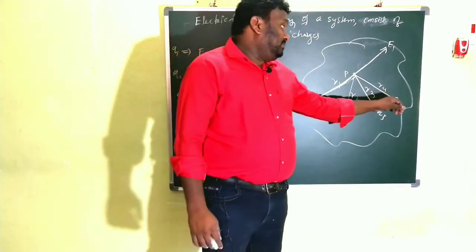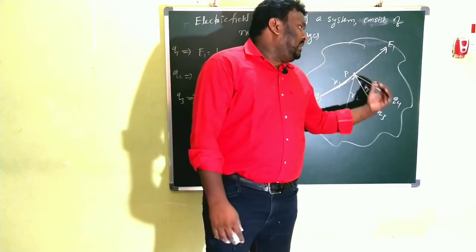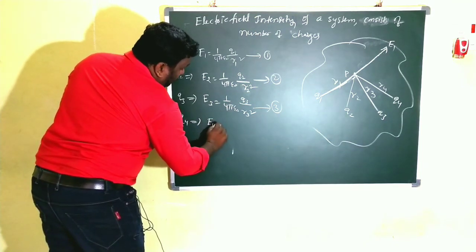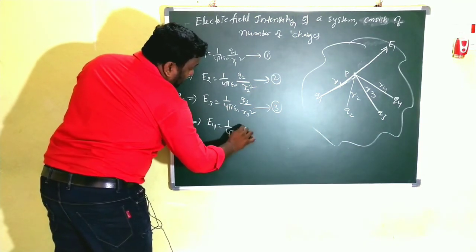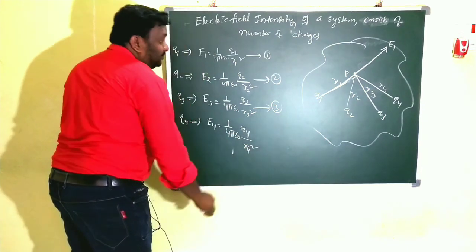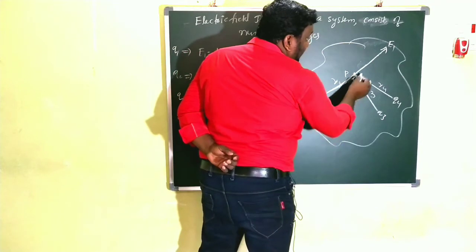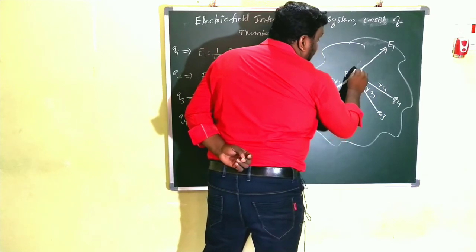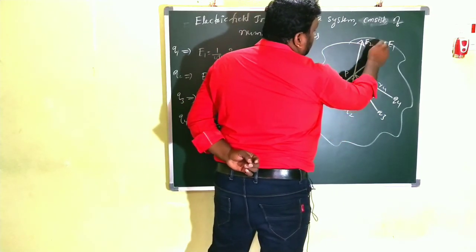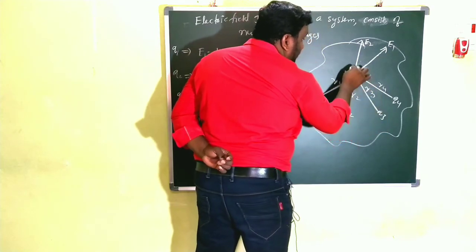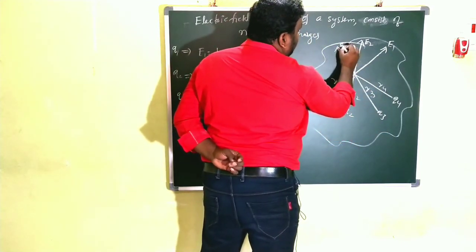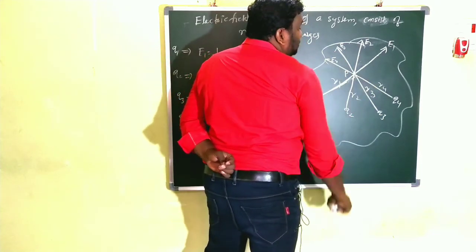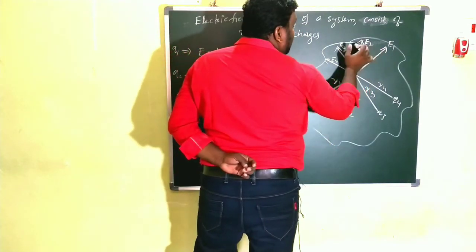Clear? And now the same thing, the electric field intensity at this point P because of Q4. What do you write? E4 is equal to 1 by 4 pi epsilon naught Q4 by R4 square. Now I am showing the directions here. This is the electric field intensity due to Q1, and in this direction we have E2, this is E3, and this is E4. We are taking all charges as positive, that's why the fields are radially outwards. So E1, E2, E3, E4 we are taking.